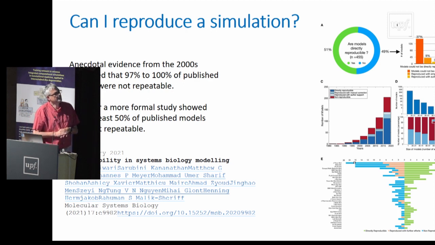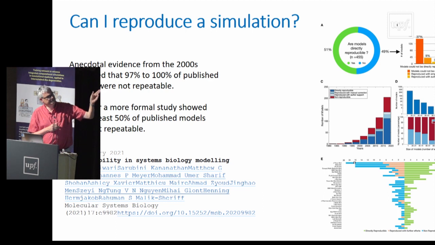And I'm going back to this study from the EBI group in Cambridge. They wrote a paper in 2021. The other thing they were interested in was how reproducible papers are, or repeatable, I suppose I should say. I have anecdotal evidence from the 2000s. I've talked to both the BioModels group and the New Zealand group, and they claim between 97 and 100% of published models could not be reproduced, even repeated. It's a huge proportion.